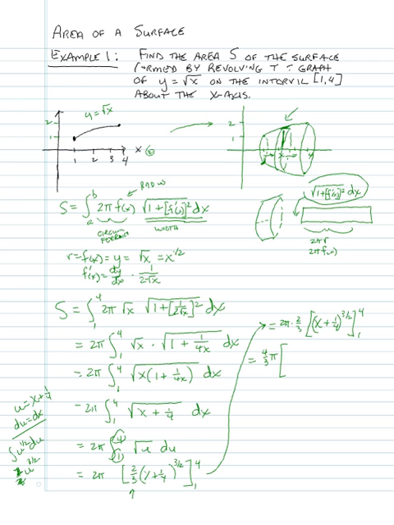Now, when we evaluate at an x value of 4, we're going to have 4 plus 1/4 to the power 3/2. And then we're going to subtract what we get when we evaluate at 1, which is 1 plus 1/4 to the power 3/2. I think that there's some work that we can do here to make this look a little better.